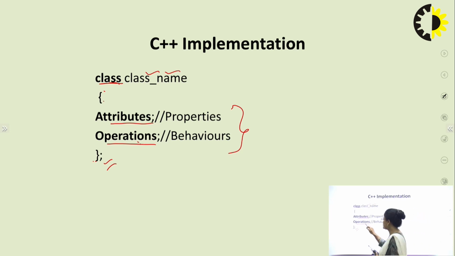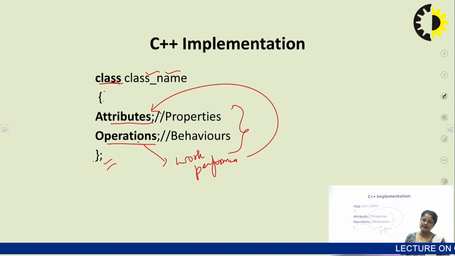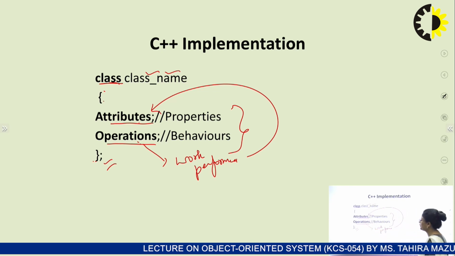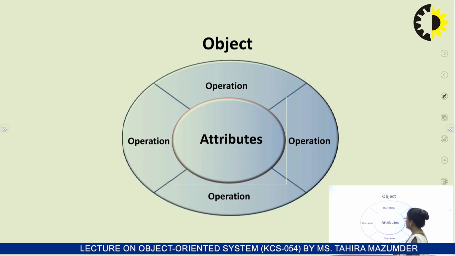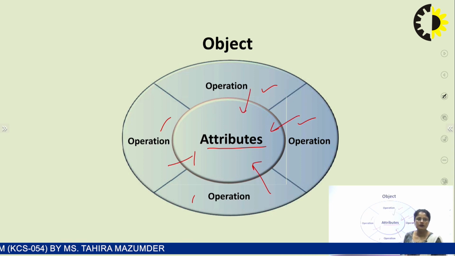Basically, these operations talk about the work or the functionality that is performed using the attributes or members that we define inside the class. So operations work on attributes, and these are the two important components of a class, and this is the syntax of how we define a class. In a graphical view, a class is made up of attributes, and a number of operations work on these attributes. An object is an instance of a class.